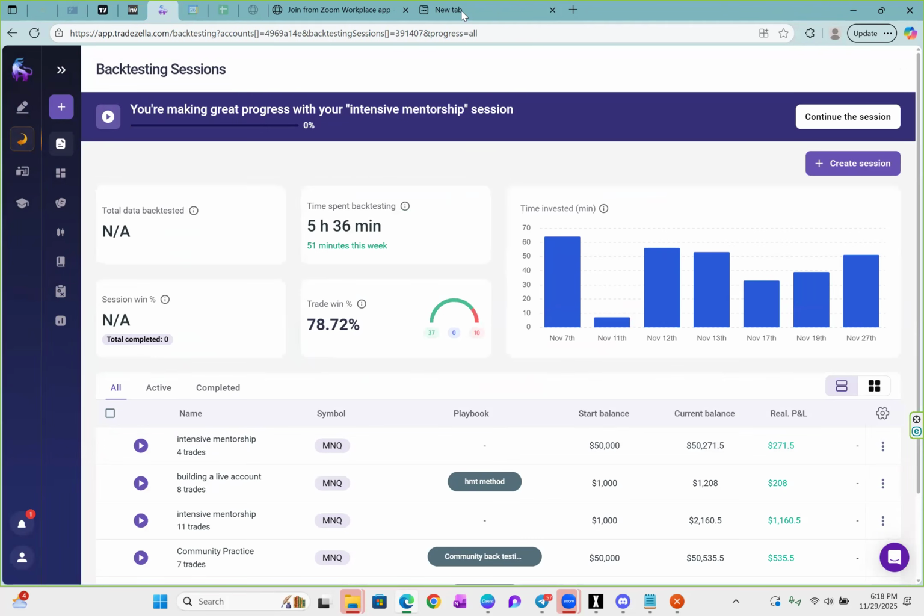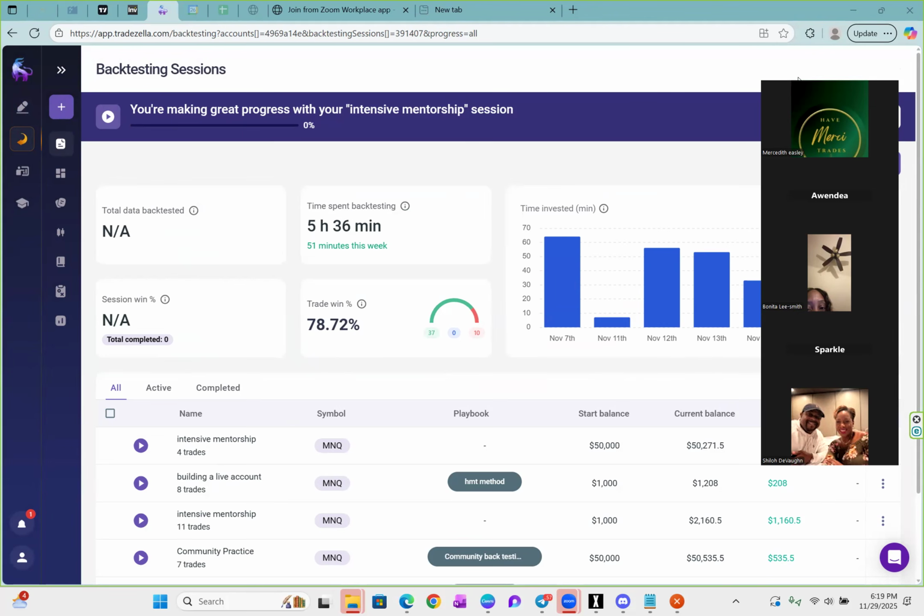Okay, so I'd like to know what size account are you guys trading with? If you're doing a prop firm, what size account are you trading with? And if you guys are doing a live account, what size account are you guys trading with? I would love to know.